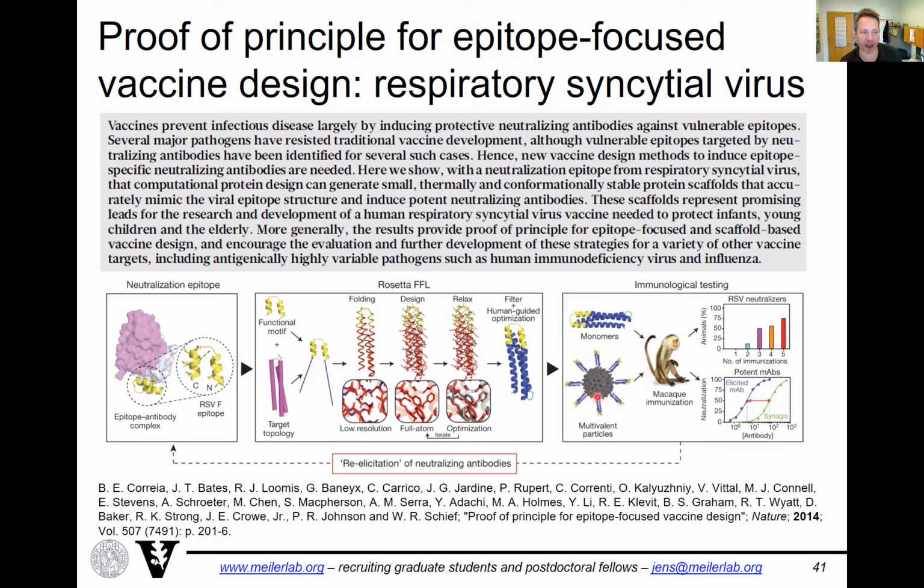Often these proteins are also put on multivalent particles to sort of give more of the impression of a virus where you display many different copies. This usually increases the immune response, okay?